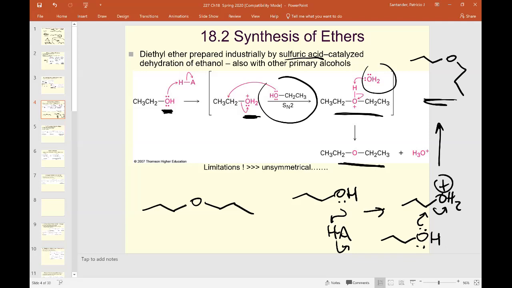As you can see, there is a limitation, and the limitation is that naturally the ethers that we can prepare will be only ethers that are symmetrical. So we cannot prepare unsymmetrical ethers using this methodology.